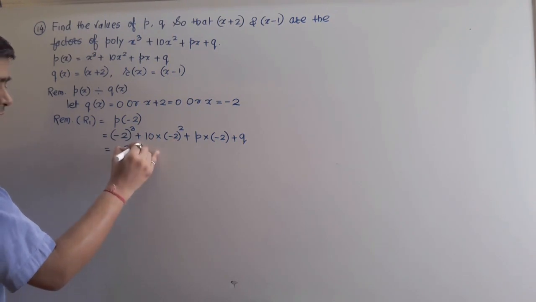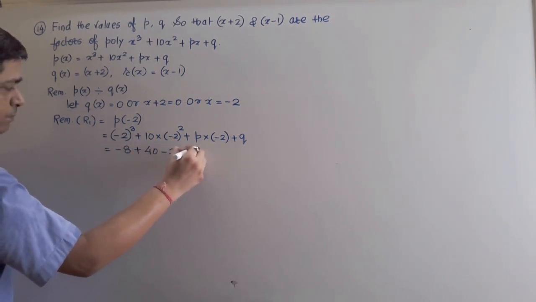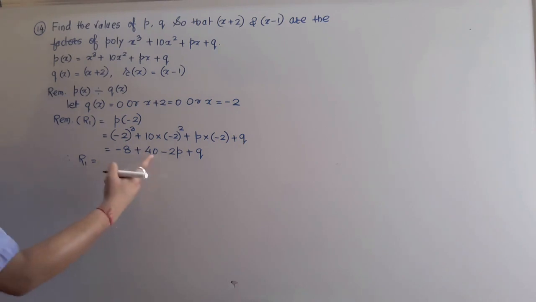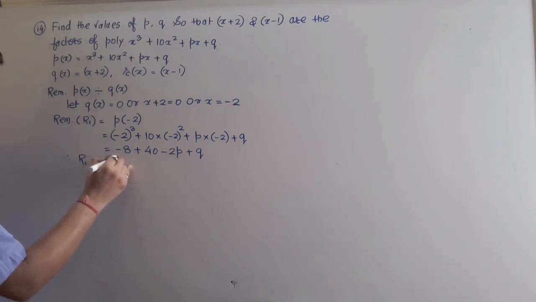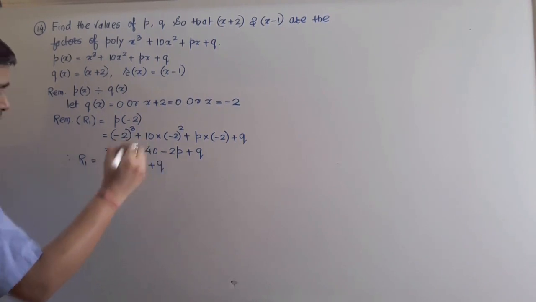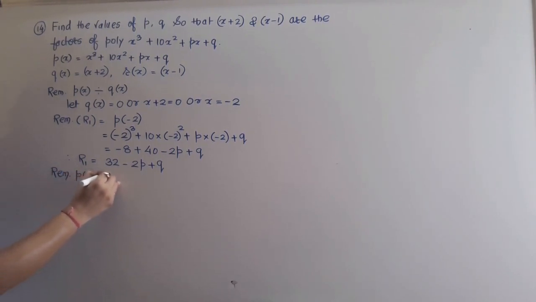4 into 10, that will become 40. Minus 2p plus q. So I can say that the value of r1 is coming here: 40 minus 8 will be equal to 32 minus 2p plus q. Okay. Let us find out now the remainder when p of x we are dividing by r of x.